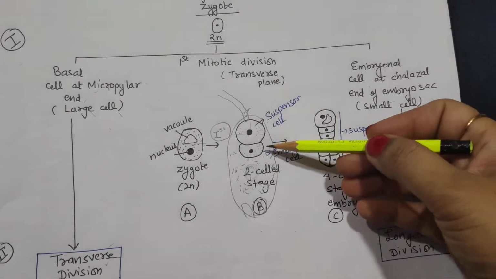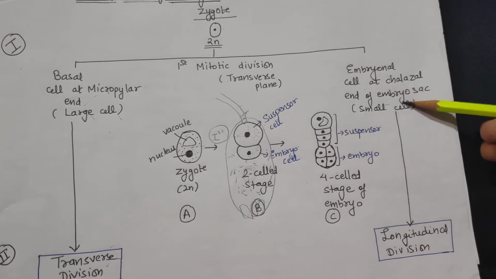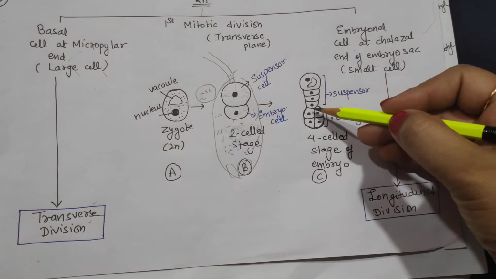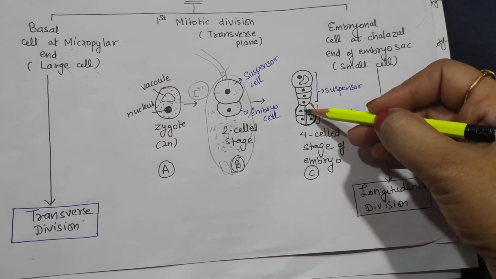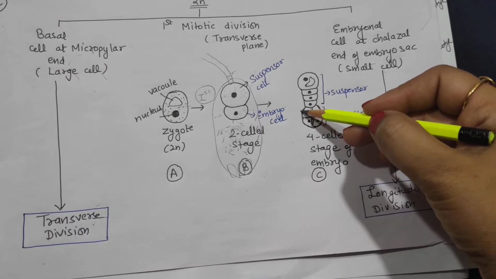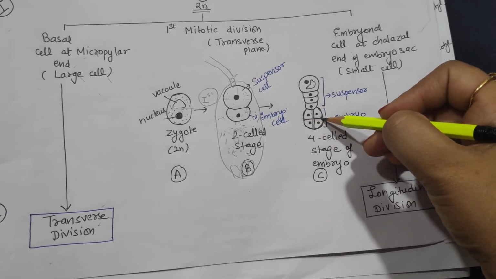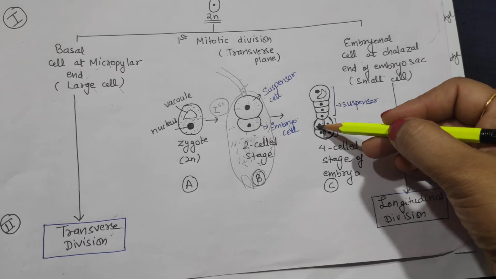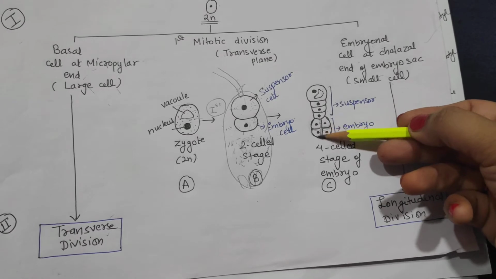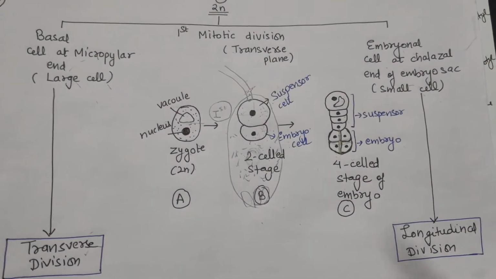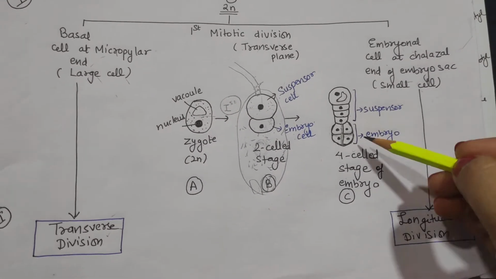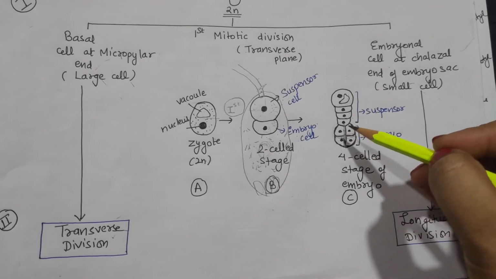But when you talk about the embryonal cell at the chalazal end, the first division is going to be a longitudinal division. After that the division is a transverse division, so that we will get a globular type of embryo. Because if there were transverse divisions here also, then the embryo formation would also be in the form of a chain like structure, like a filament. But the embryo does not form the shape of a filament, it is a globular mass. So what is the reason?